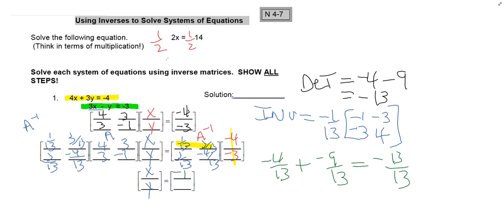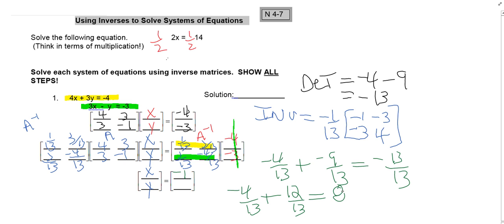And now we'll do the second row by this first column, and we get something similar. We have negative 4/13 plus positive 12/13. Negative 4 and positive 12, so that gives us 8/13.